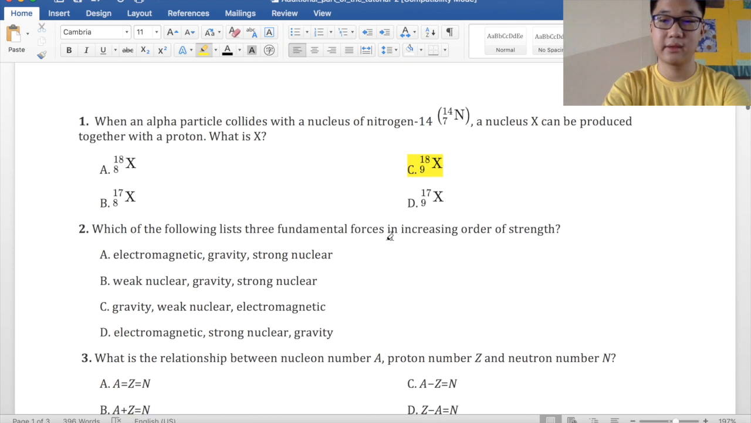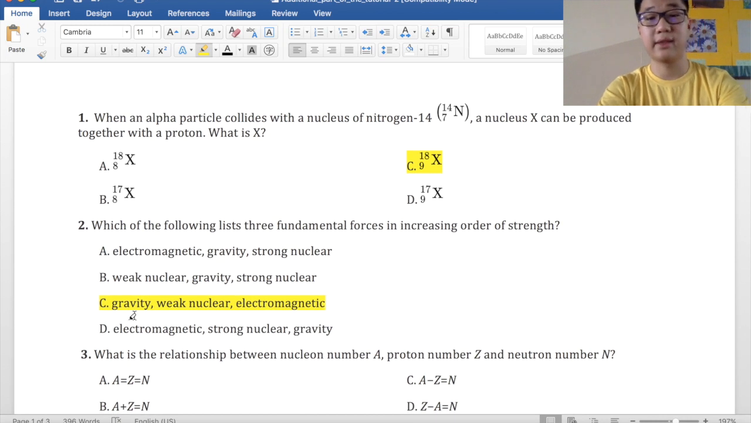Okay. Next question. Which of the following lists 3 fundamental forces in increasing order of strength? So here, the answer here is C. We know for a fact that among the three of these, gravity is the weakest. Then next is weak nuclear. Then it is electromagnetic.